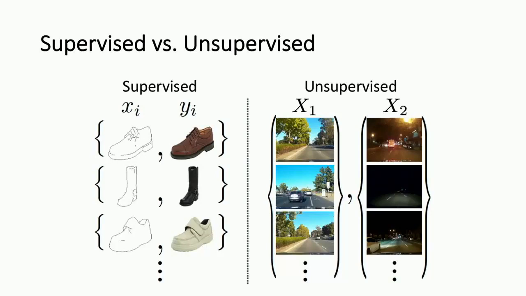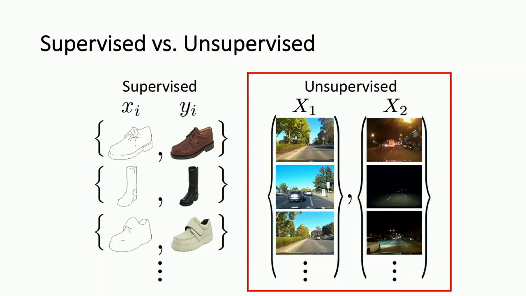Image-to-image translation can be studied in either a supervised setting or an unsupervised setting. In the supervised setting, we are given pairs of corresponding images from the two domains. Like we know this pair of contour and RGB images are the same shoes. But in the unsupervised setting, we only have two data sets, and we don't know what images should be mapped to which. For example, we have a data set of day images and a data set of night images, but they are not aligned. So unsupervised image-to-image translation is a much harder learning problem because there are many more ambiguities.